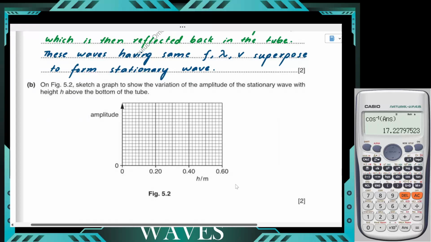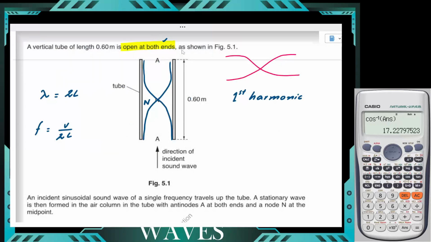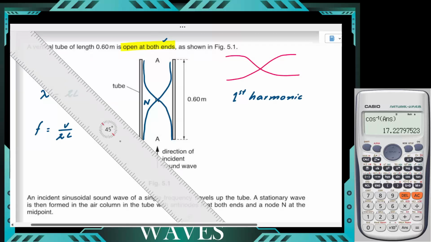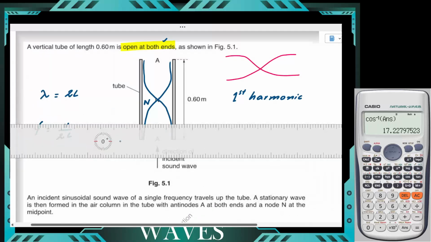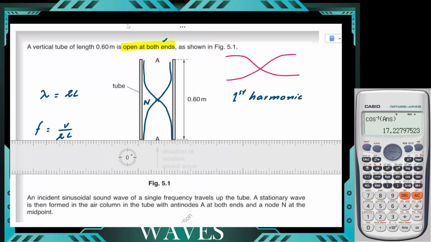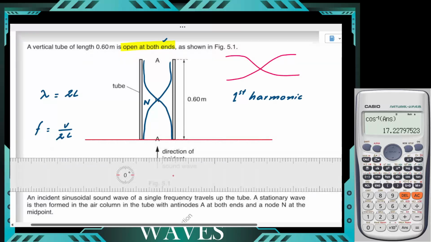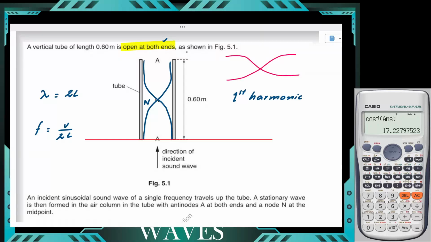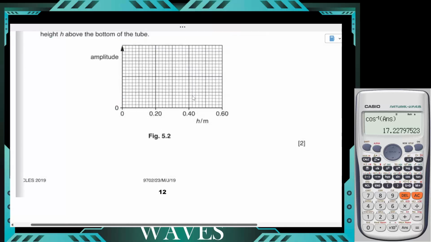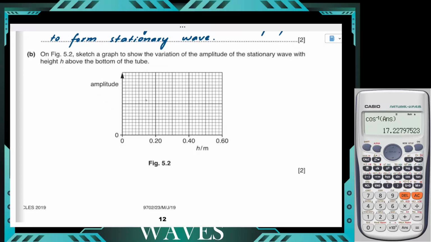So let's take a look at the second part, which is to sketch the graph for the amplitude with respect to the height. When the height is 0, where's our reference point? The reference point is exactly over here. Okay, so that's your reference point. With respect to this reference point, when the height is 0, it means you're standing at this line where amplitude is maximum. How much is that? We don't know. Could be anything, but what we know is it is going to be maximum.